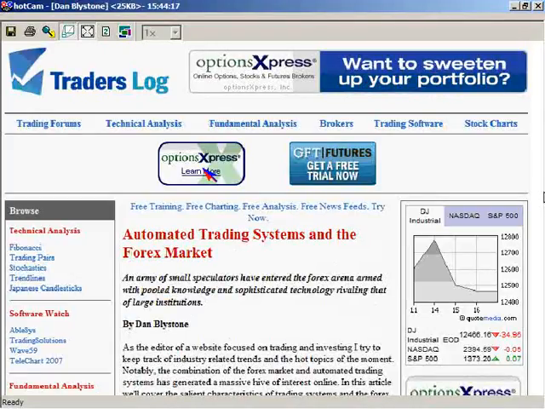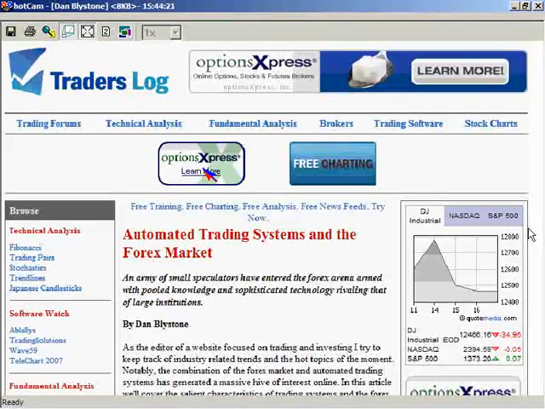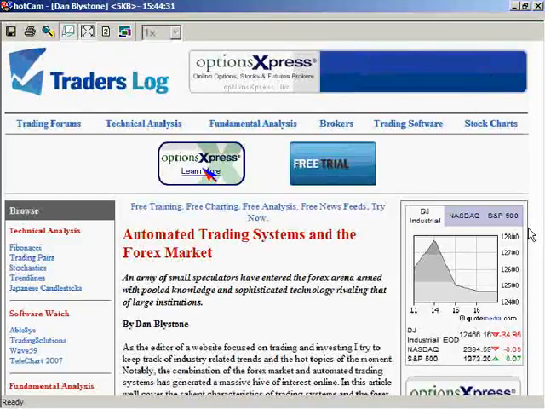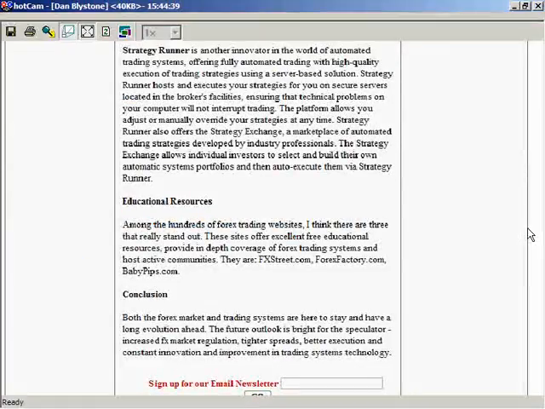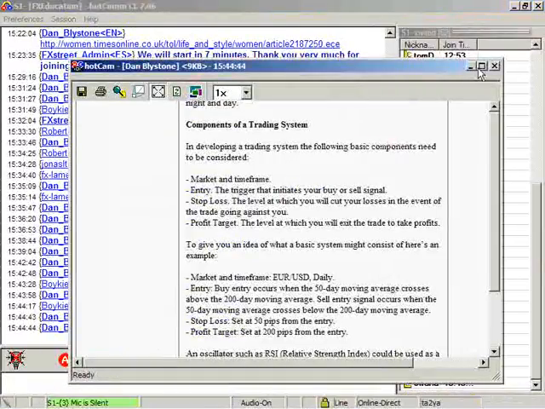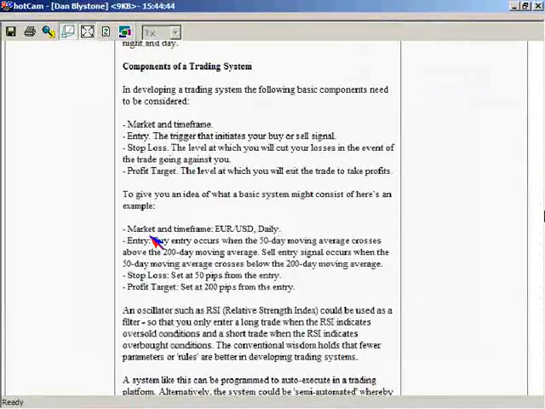Okay, so now we're going to look at the components of a trading system and take a look at some of the basic elements involved. In developing a trading system, the following basic components need to be considered. Market and time frame. Actually, let me scroll down so we can all see what I'm reading from too. Okay, right here. Market and time frame. Next, you've got to consider what the entry is, the trigger that initiates your buy or sell signal.